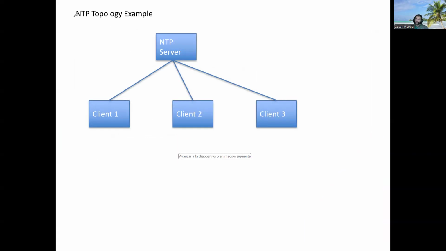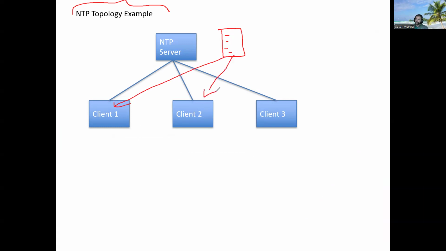Great. Then this is the first example of an NTP topology that we have here. We have a server. Let's just draw that server there. And that server has different clients. We have client 1, client 2, and client 3. And the NTP server helps us with that time synchronization, basically. It's very accurate.